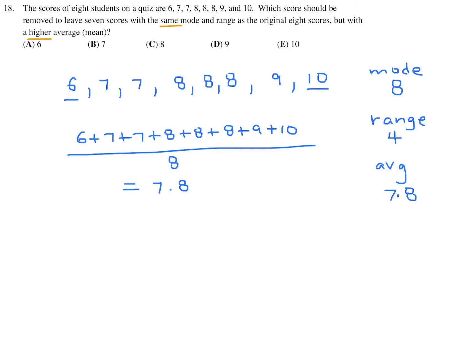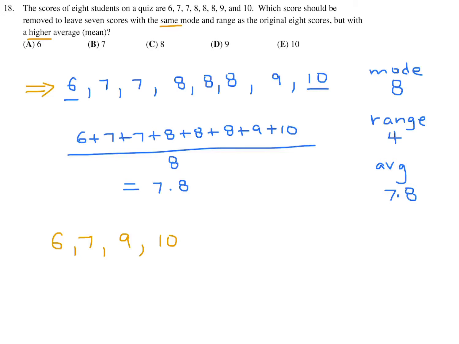Okay, well, if I take out an 8 from this initial list, then the mode would change, right? The mode would become a tie between 7 and 8. So I can't take out the 8. I've got to take out either the 6, the 7, 9, or 10. So 6, 7, 9, or 10 are the candidates for the number I can take out, because I can't take out the 8. How about the range?